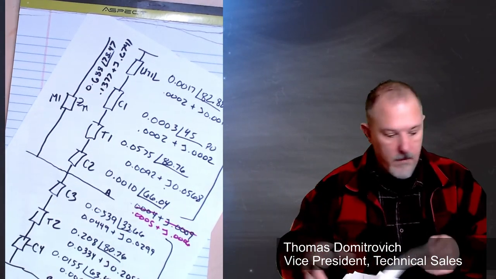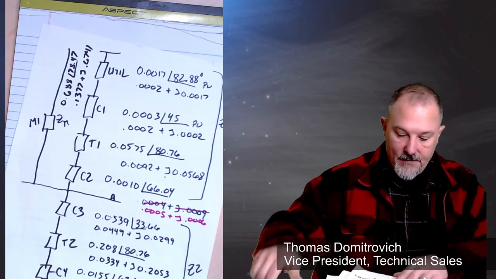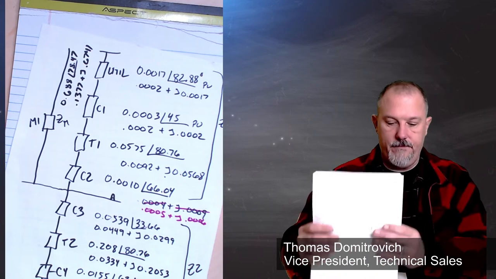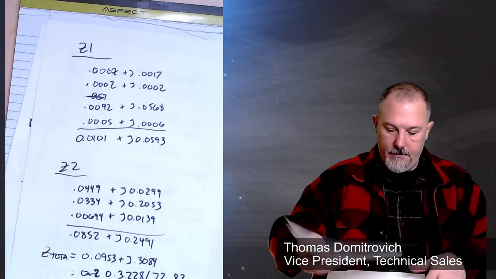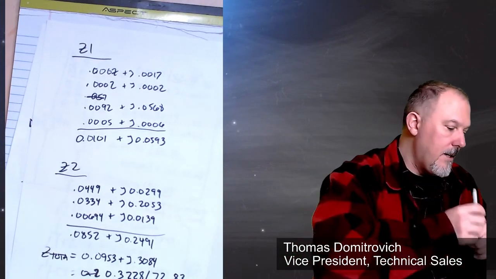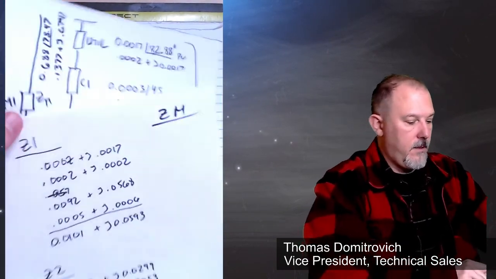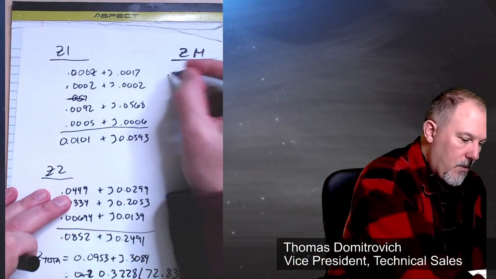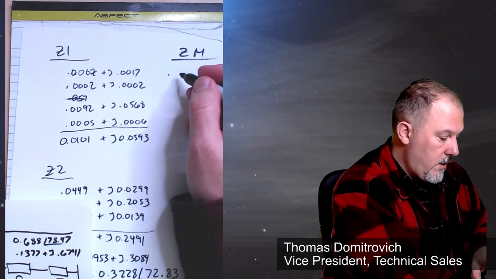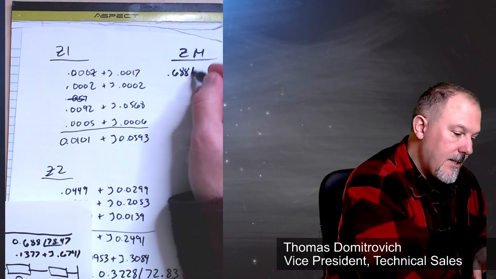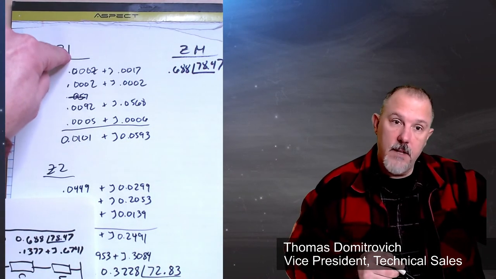Now, what I've got to do is put this in here. Remember our totals: transformer, conductor. There he is. I'll put Z motor. Actually, here's what I'm going to do. Z motor is 0.688 at an angle of 78.47. Because what I have to do now is multiply this times this, divided by this plus this.